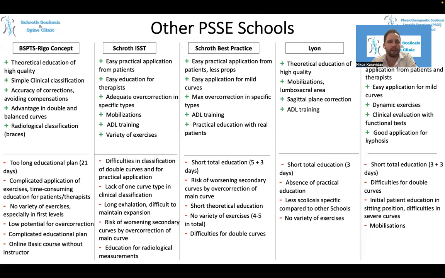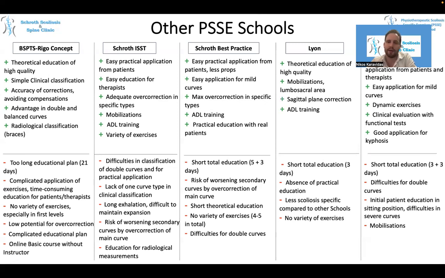Going to the next, the international Schroth scoliosis treatment, we have a very easy practical application for the patients, easy education for the therapists, and we have adequate overcorrection in specific types. And they use a lot of mobilizations, ADL training, and a variety of exercises. Some of the limitations of this school could be sometimes a difficulty in classifying double curves and also the practical application of the technique for these curves.